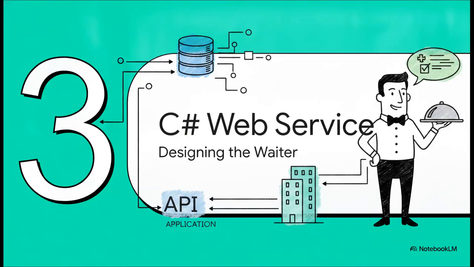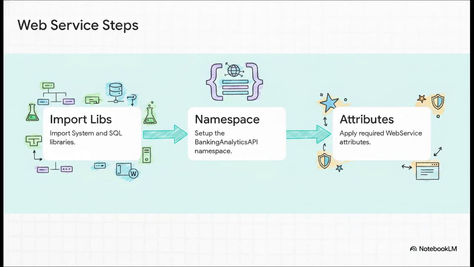Section 3, building the C# web service, designing the waiter. With our database and SQL recipes perfectly prepped, we're ready to design that digital waiter using C# to create our banking analytics API application. The big thing here is following the exact architectural steps to set up the C# file. First, we import a robust list of libraries, things like system, system.web.services, and system.data SQL client. This ensures our code actually possesses the tools to communicate over the web and talk to our SQL database.